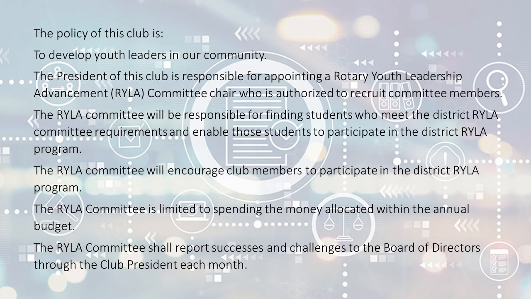You might have a policy about RILA, that this club will participate in RILA, that the president will recruit a RILA chairman. The RILA chairman will get a committee. We'll go out and find some good kids to go to RILA. And we're going to encourage our Rotarians to participate in RILA. And don't spend any money over and above what is budgeted. And keep us informed. Now, maybe it's not once a month at the board meeting, because RILA only takes place for a few months. So maybe the 3 months prior to RILA, or maybe the month after RILA. We want you to report back to the board of directors.